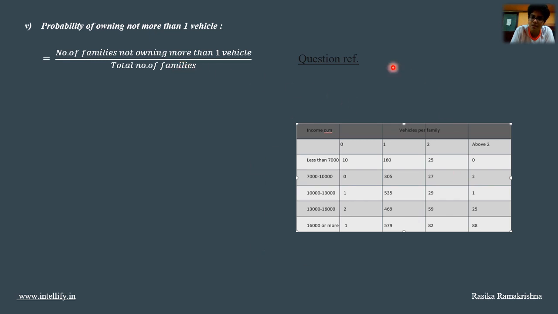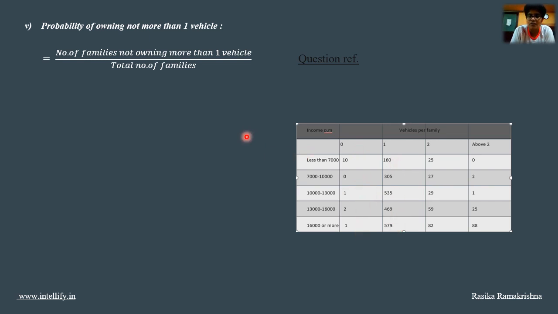Alright, so here is the table from the question. Since we are given no income group, how do we go about this? Let's first see that not owning more than 1 vehicle implies you can either own no vehicles or you can own 1 vehicle. So we have to add up all the families who own 0 vehicles and who own 1 vehicle. That's going to be adding up this column and this column.